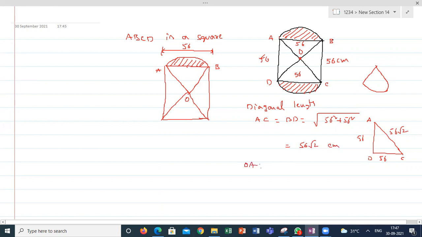So OA is equal to the radius of the sector. This will be equal to 56 root 2 by 2, which is 28 root 2 centimeter. Now I got this is 28 root 2, this is also 28 root 2, and the opposite side is 56. Now I am having all the sides of that triangle.